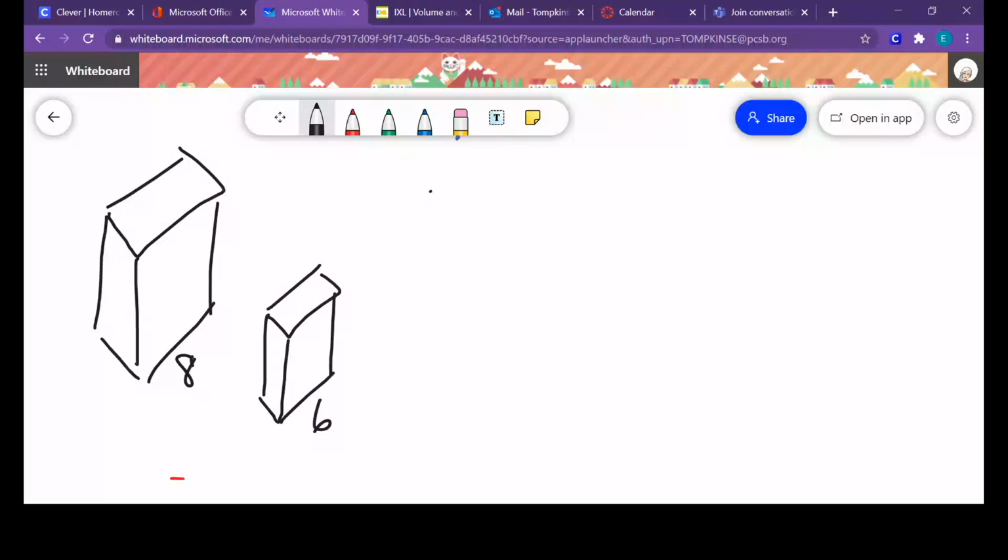Looking at surface area and volume of similar figures. And really, it's all about ratios. So if these two figures are similar, they have a ratio from figure 1, this will be figure 1, and this will be figure 2.